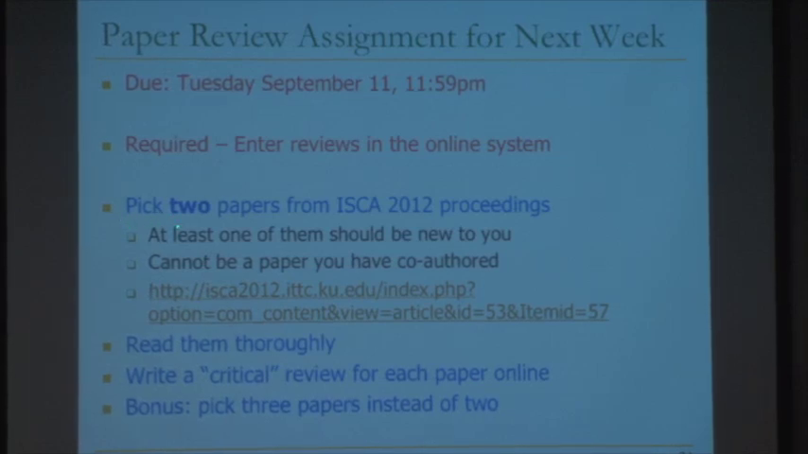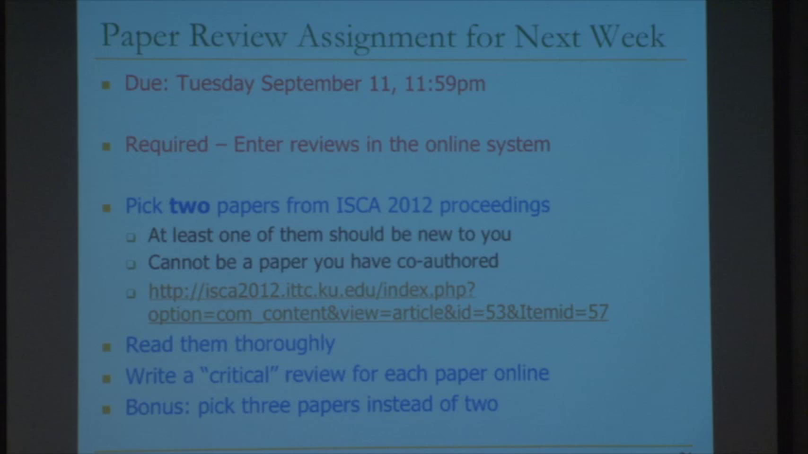Basically, you can pick any 2 papers from ISCA 2012 proceedings that satisfy these requirements. It cannot be a paper you have co-authored. And at least one of them should be new to you, meaning you should not have read it. I cannot enforce this, of course, but you should not have read that paper before. And basically, you will take those 2 papers, read them thoroughly, write a critical review for each paper online, and enter the reviews in the online system. Make sense? Hopefully, this will.